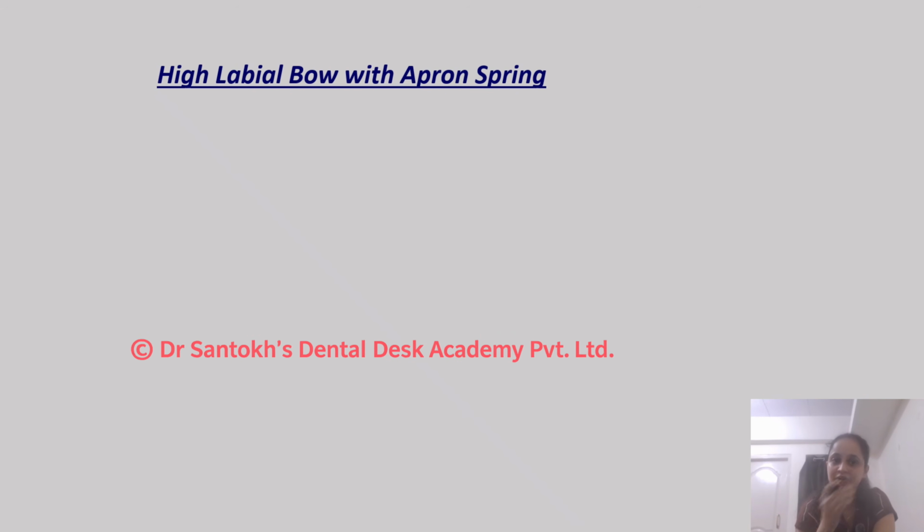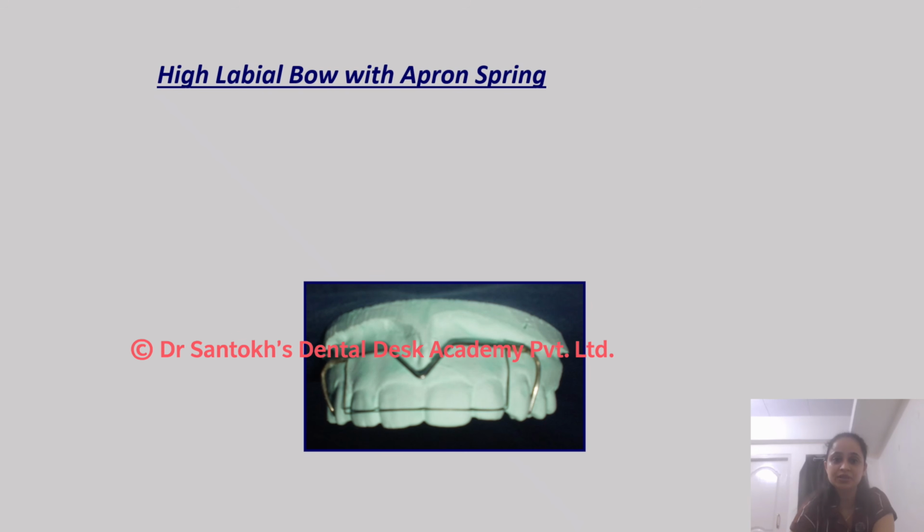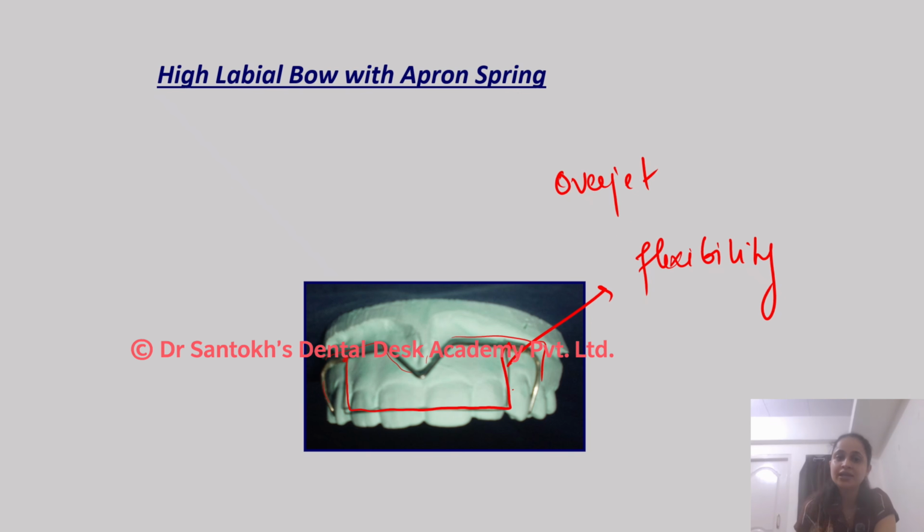Next, coming to high labial bow with apron springs. So this is a high labial bow with apron springs. So this is a heavy stainless steel wire. On that a light round wire is placed. So this is an apron spring. Okay, this is also used in cases of overjets to reduce the major amount of overjet. So again, you are increasing the length of the wire, which will increase the flexibility of the appliance. Okay, so remember this diagram, high labial bow with apron spring.